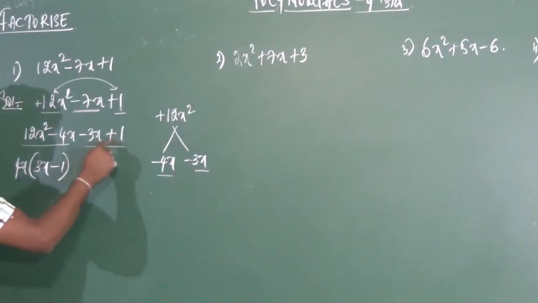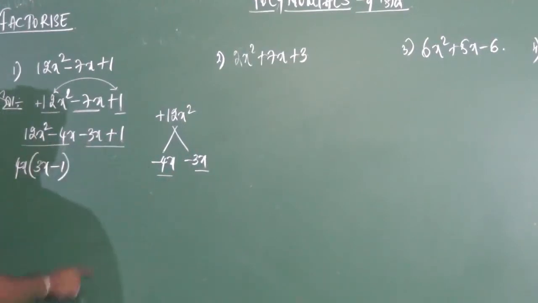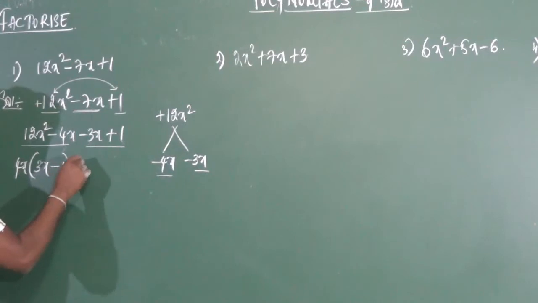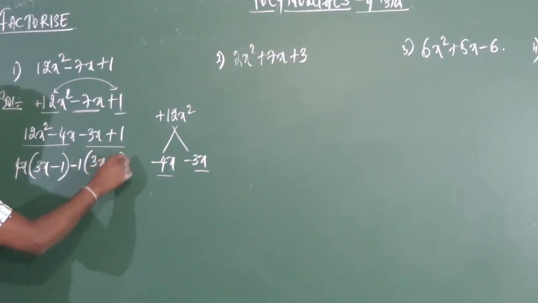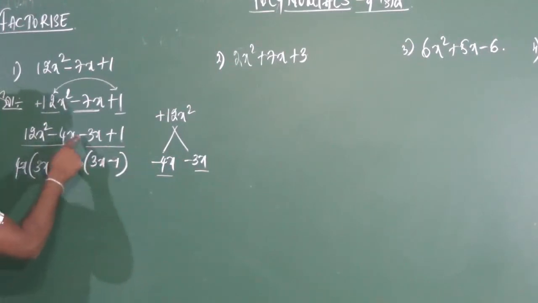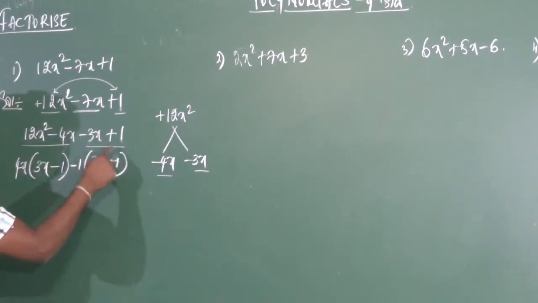In the next two terms we do not have anything in common. When you don't have anything to take out as common, you take 1 as the factor. Since we have a minus sign, we should take minus 1 as common. So that becomes 3x minus 1, because minus 1 into 3x is minus 3x, and minus 1 into minus 1 is plus 1.